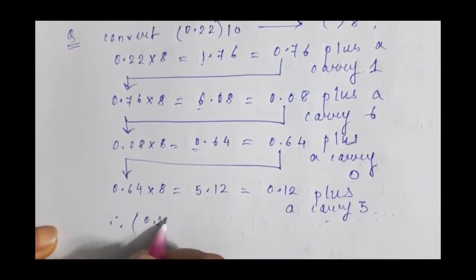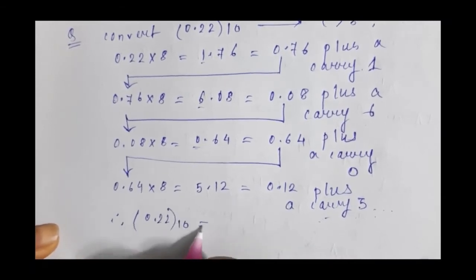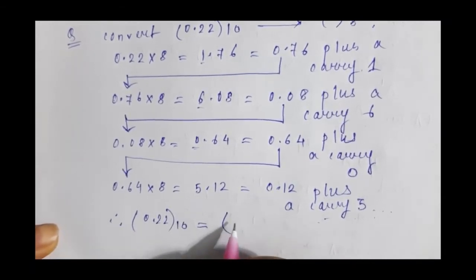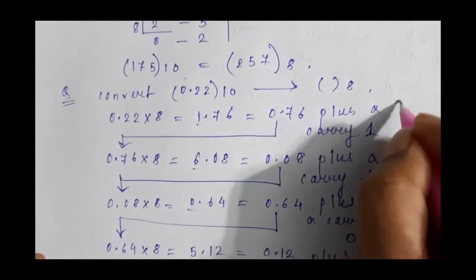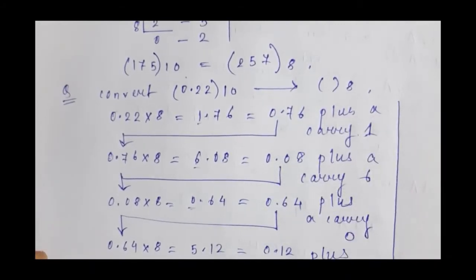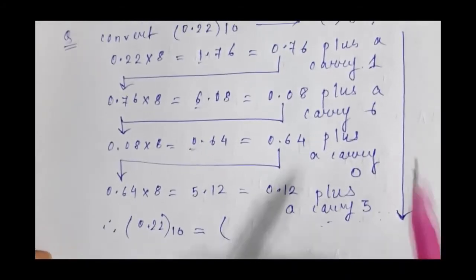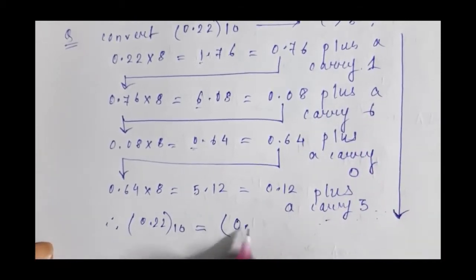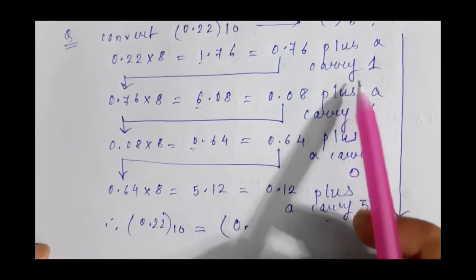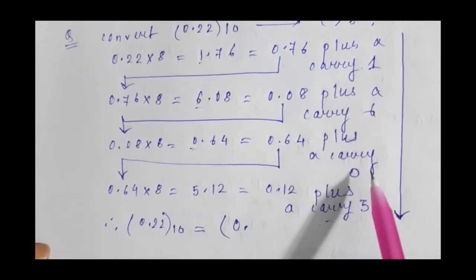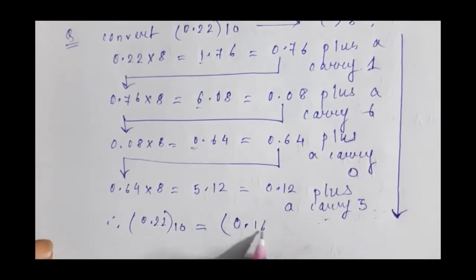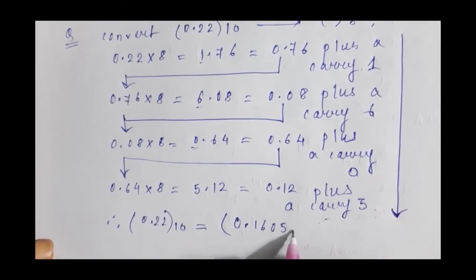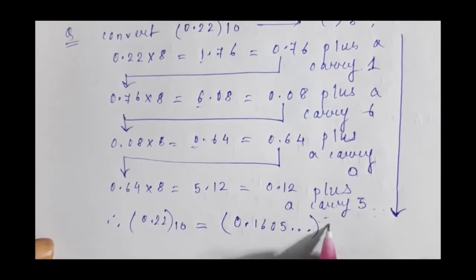So you can write this by taking the carries from up to down. Here we will write 0 point 1605, and it will go on like this.